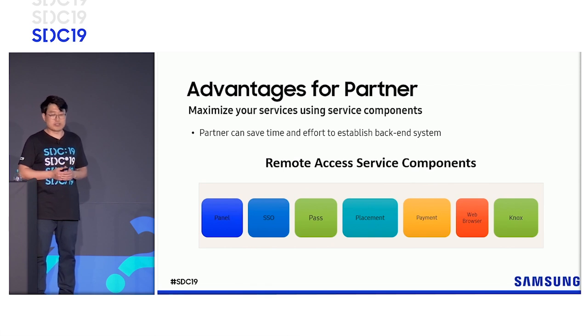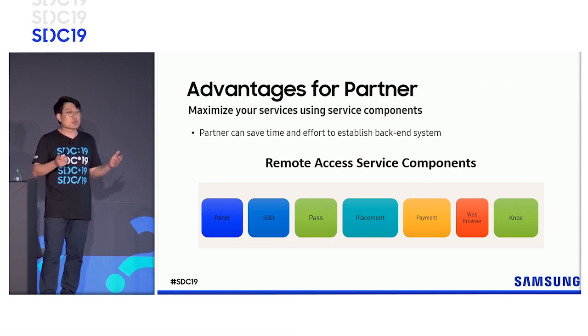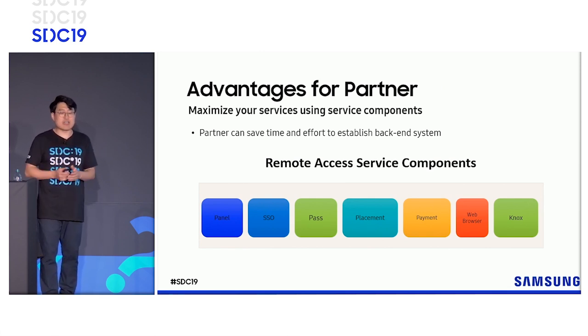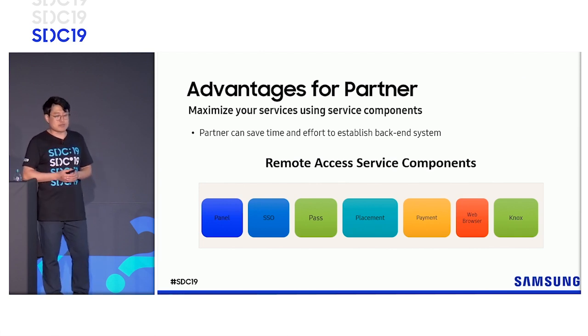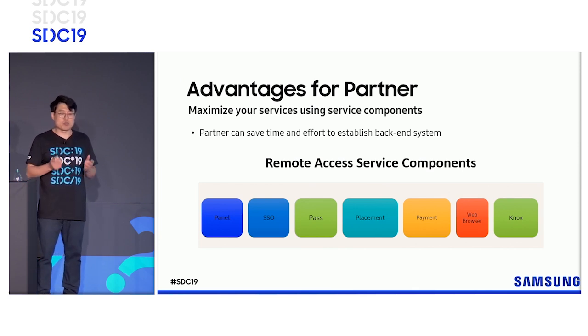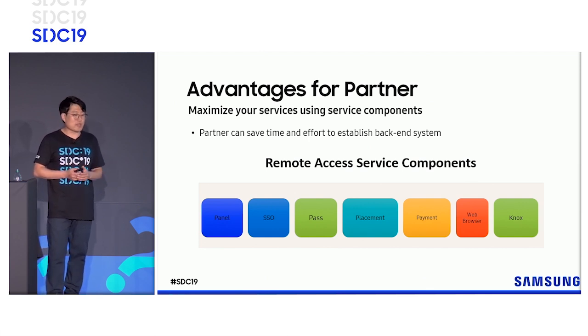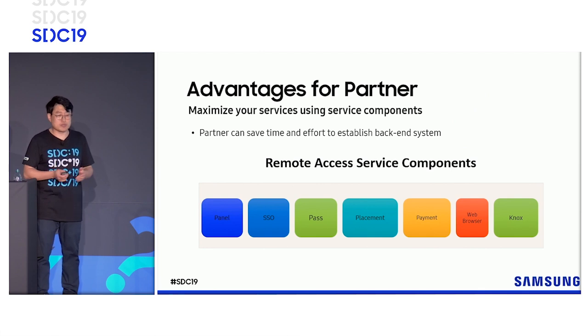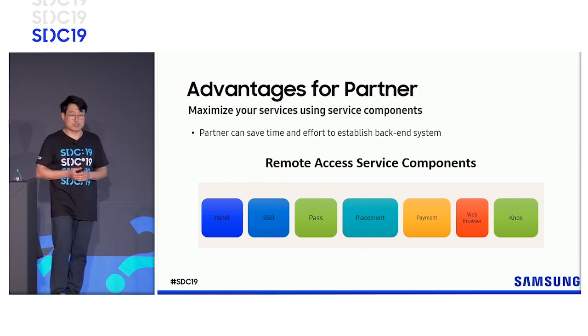First, the panel. As you know, a panel is a good way to promote your service, since it makes it easy for customers to access your service. And you can use a single sign-on service through Samsung accounts if you need. Next, the remote access pass supports an autofill login function that makes users more comfortable when they log into cloud services. As for placement, you can place your service icon anywhere you want on our remote access panel.